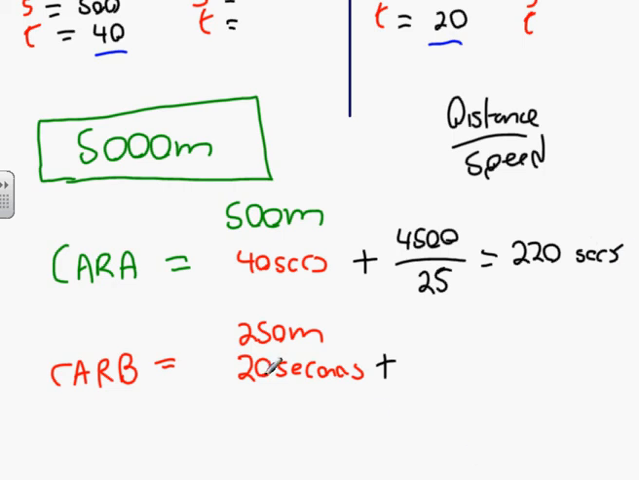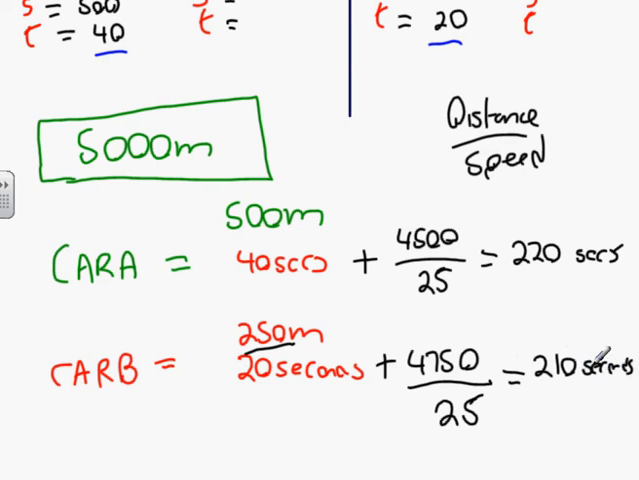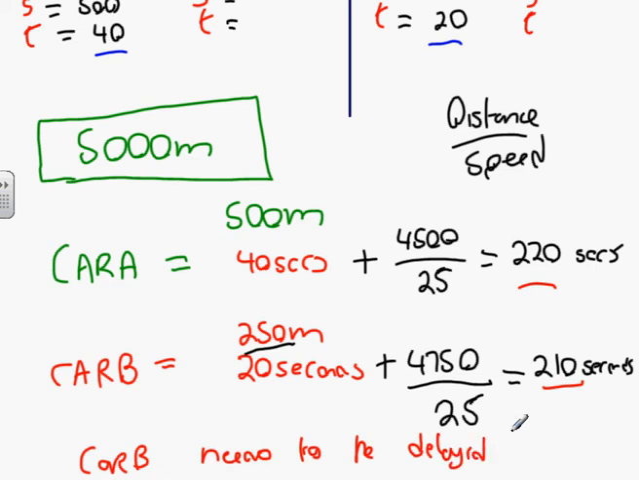220 seconds. Second one, we have 4,750 meters left over because we travelled 250 meters already. Using distance over speed, we get our 4,750. We divide it by 25, and that comes out to be, anybody? 210 seconds. What we have there is a discrepancy of 10 seconds for car B. Car B does it 10 seconds quicker. Therefore, car B needs to be delayed by 10 seconds. Is that right, guys? There we go.